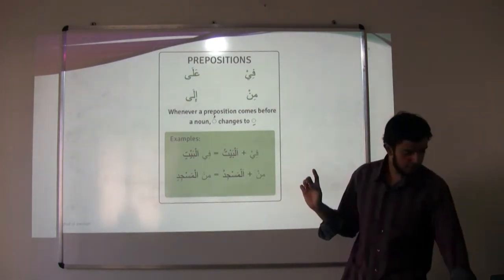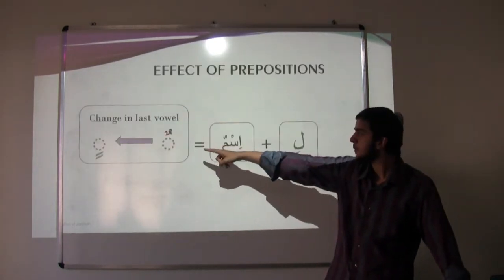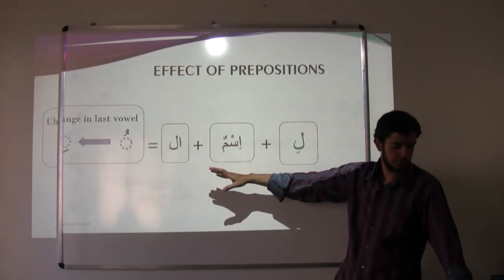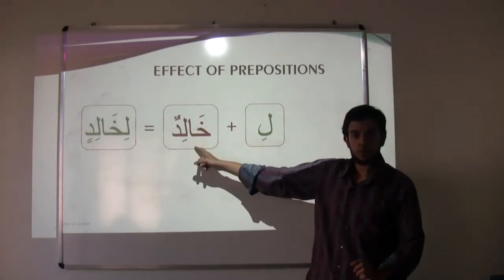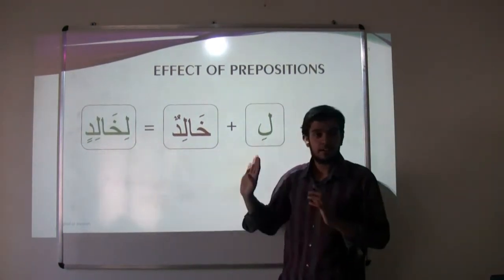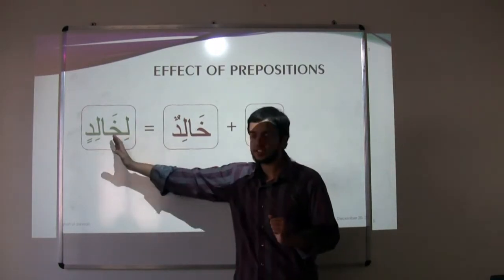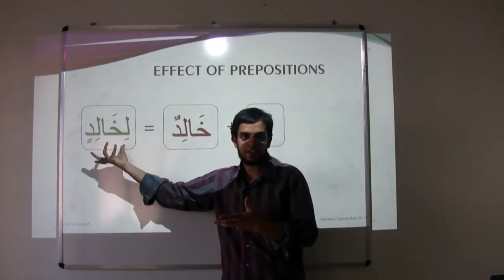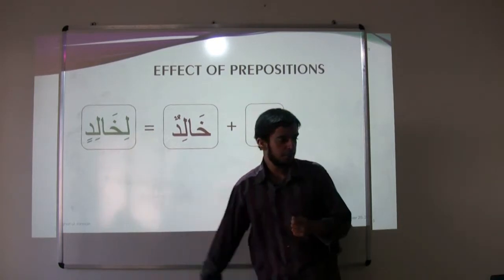So with that reminder, this is what it means: for, or belongs to. And this is the change that occurs. So now Li plus Khalid becomes Li Khalidin, and this particular preposition, as I've told you, attaches itself to the noun that it affects. So Li Khalidin becomes like one word.